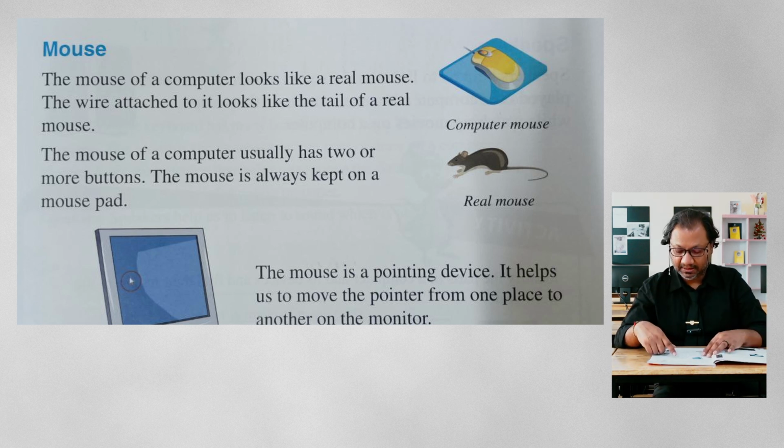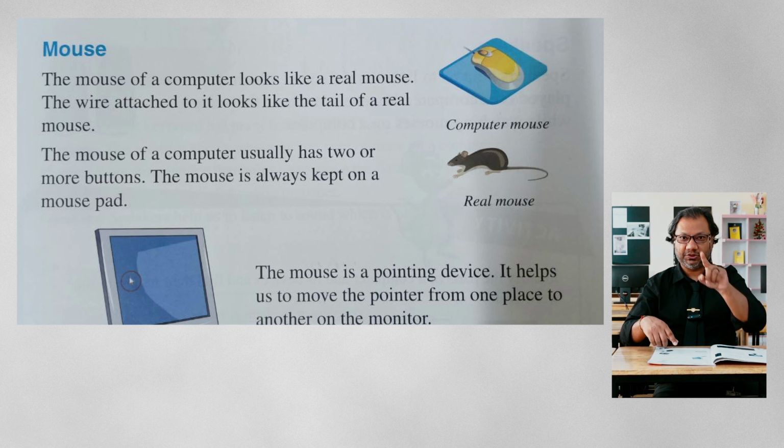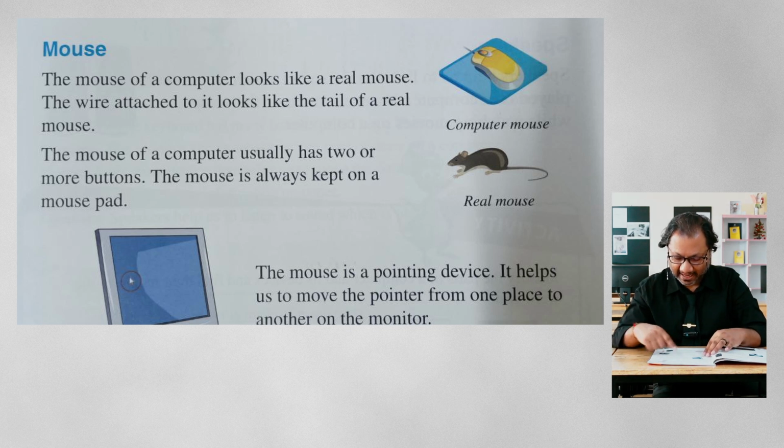The mouse is a pointing device. That means when you look at the screen, if you move the mouse, there's an arrow on the screen that shows you where you're moving the mouse, so that when you click, that is where you're pointing. So it's known as a pointing device. It helps us to move the pointer from one place to another on the monitor.